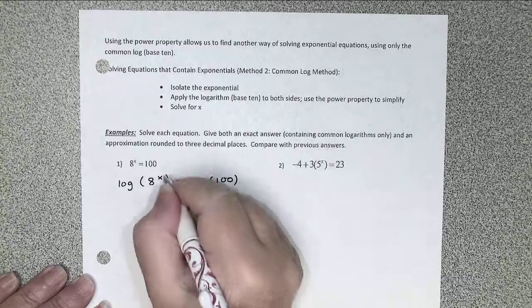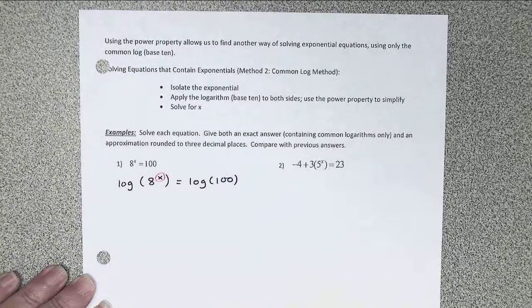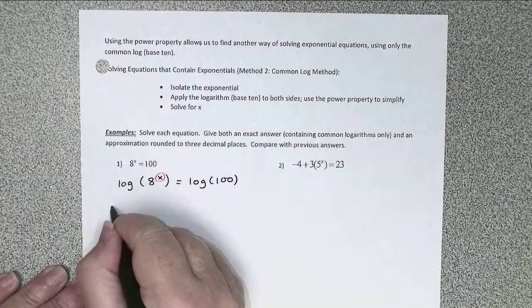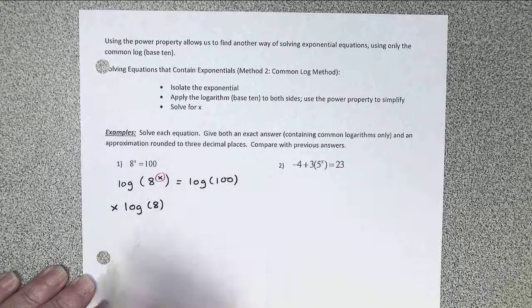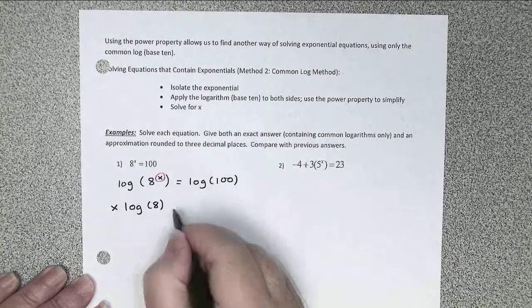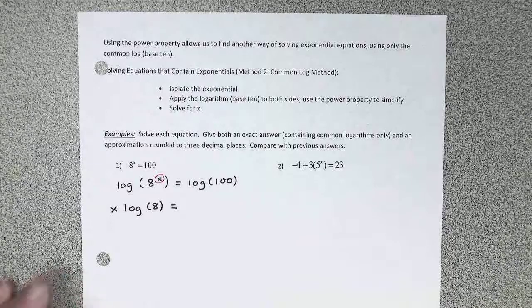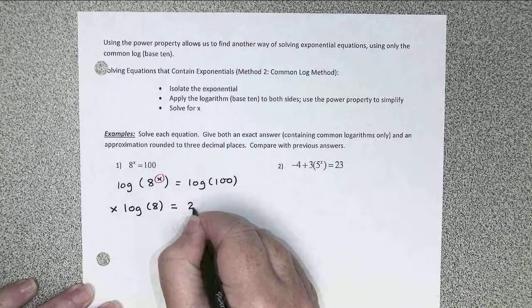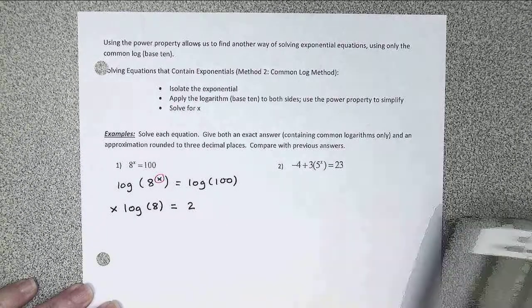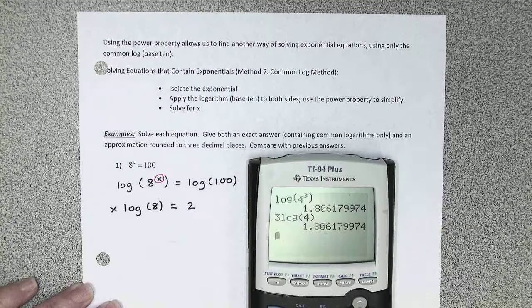Here's that power property. That exponent of x can be brought down in front as a multiplier. And we've got x times the logarithm of 8 equals, everybody remember what the log base 10 of 100 is? 100 is 10 squared, right? So the log of 100 is actually 2. Of course, if you don't remember that, your calculator will certainly remind you.